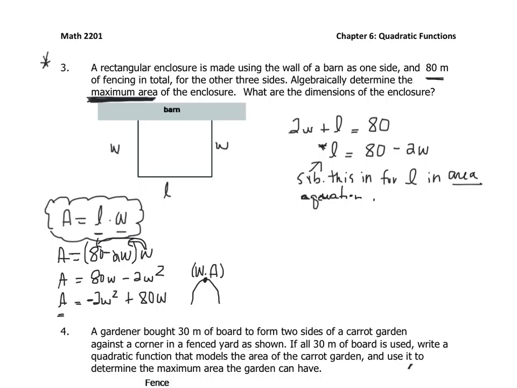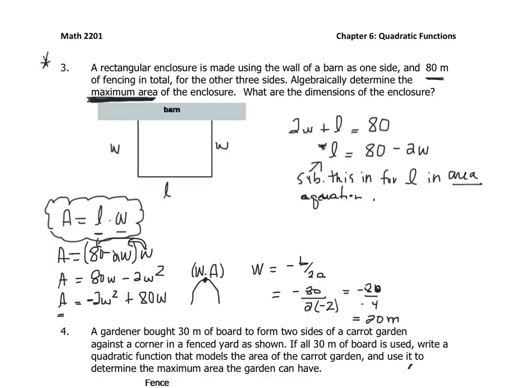So if we're looking for the maximum area, we're looking for the W, or the x coordinate, that gives us that maximum area. And the W would be negative b over 2a, which would equal negative 80 over 2 times a negative 2. So then that's going to give you negative 80 over negative 4, which is going to give you 20 meters. So that would be the width required to give the maximum area.